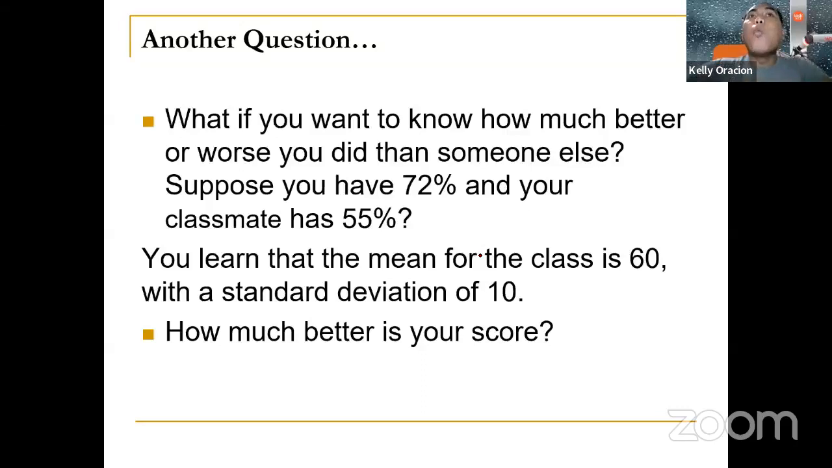Now, what if you want to know how much better or worse you did than someone else? Suppose you have 72%. That's 72 over 100 because that is their exam. You have 72% and your classmate has 55%. You learn that the mean for the class is 60 with a standard deviation of 10. The question, how much better is your score? Your score is 72. Your classmate's is 55, which is 55 over 100, so 55%. So the question here, how much better is your score compared to your classmate's?